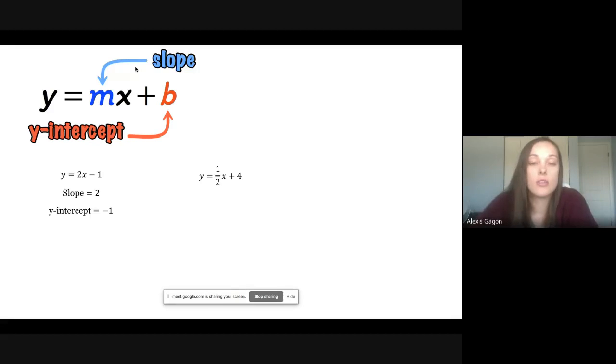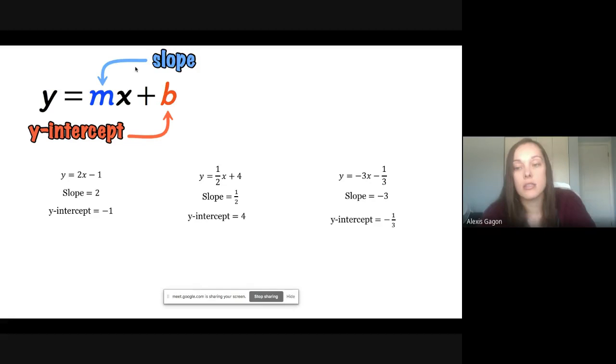Here's another one. y equals 1/2 x plus 4. That 1/2 is our slope, and the y-intercept is 4. This last one: y equals negative 3x minus 1/3. The slope is negative 3, and the y-intercept is negative 1/3. Okay, pretty simple, not too bad. If there are questions, just interrupt me.